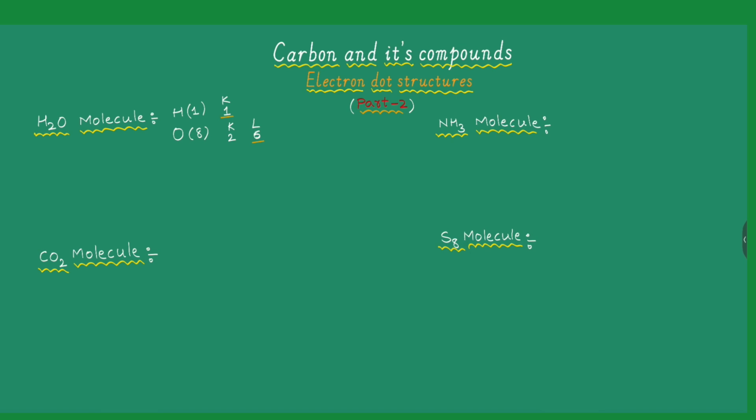So hydrogen needs one more electron to get its nearest noble gas configuration and oxygen needs two electrons to attain its nearest noble gas configuration, that is the neon configuration. Oxygen will try to get the neon configuration, hydrogen will try to get the helium configuration. Now let us see how these two atoms attain their nearest noble gas configurations.